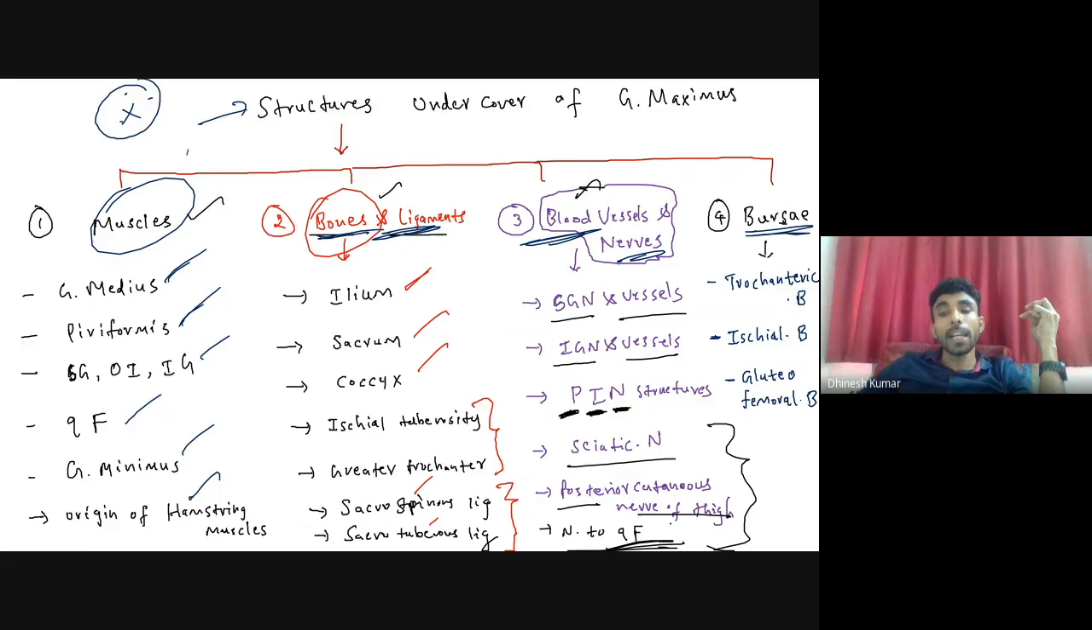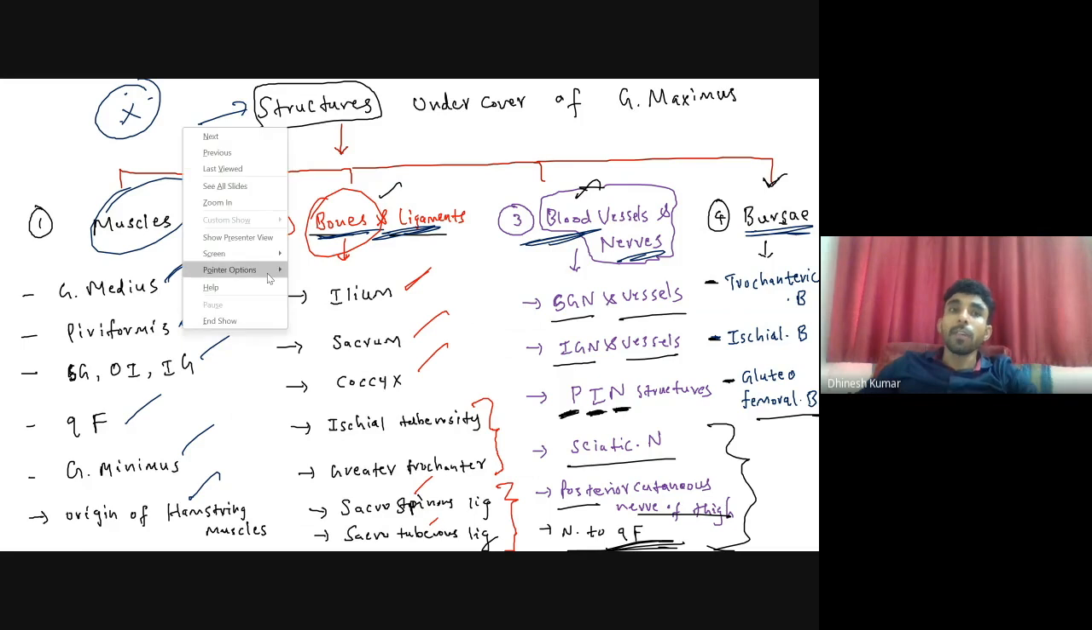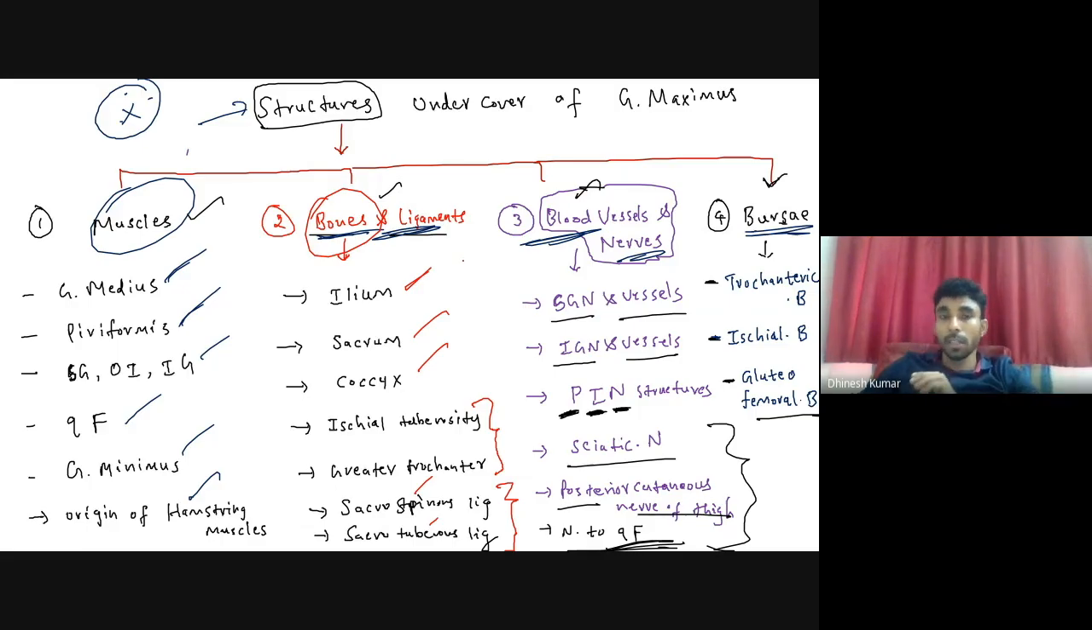quadratus femoris. Right? And if possible, try to remember the bursae under cover of gluteus maximus: trochanteric bursa, ischial bursa, gluteofemoral bursa. Okay, fine. So try to remember the various structures under cover of gluteus maximus. For spotters, if you mention any four muscles, that will be sufficient. And it is also an important short note.